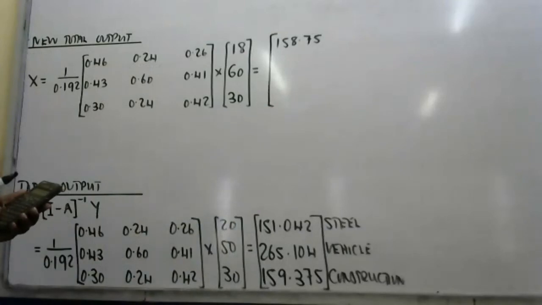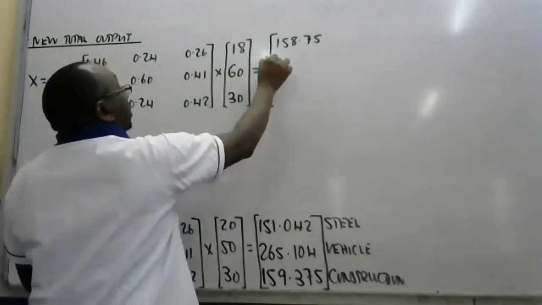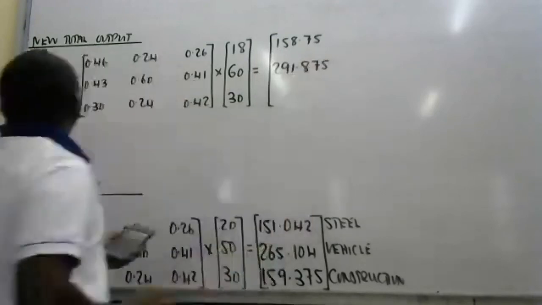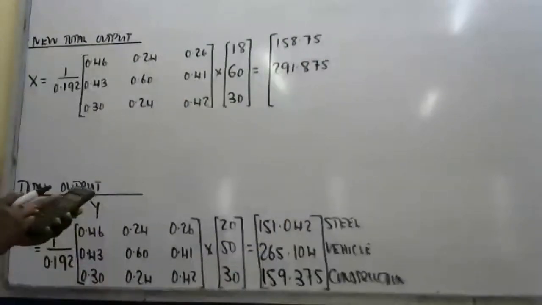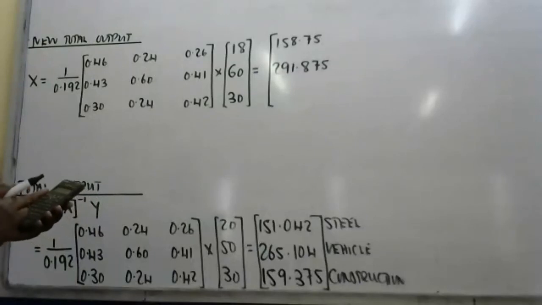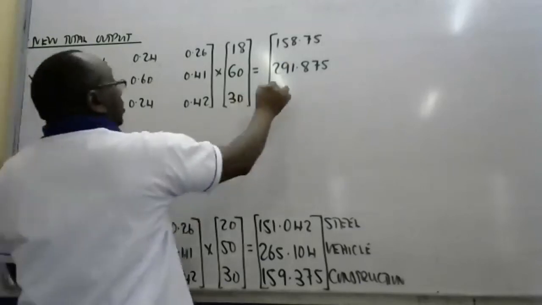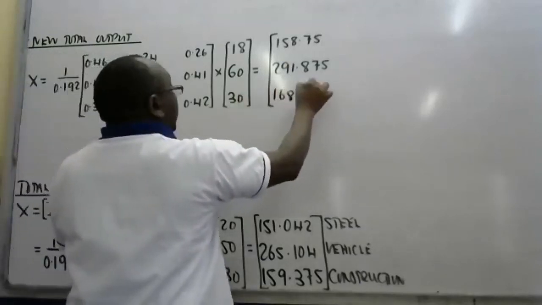0.43 times 18 plus 0.6 times 60 plus 0.41 times 30 divided by 0.192. I'm getting 291.875. Now 0.3 times 18 plus 0.24 times 60 plus 0.42 times 30 equals, divide by 0.192, 168.75.